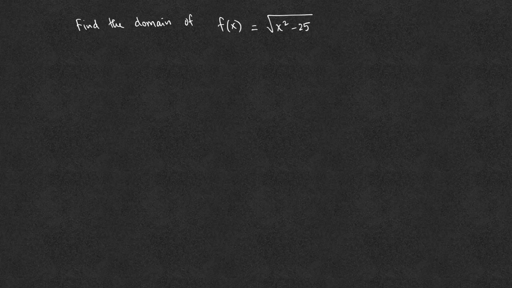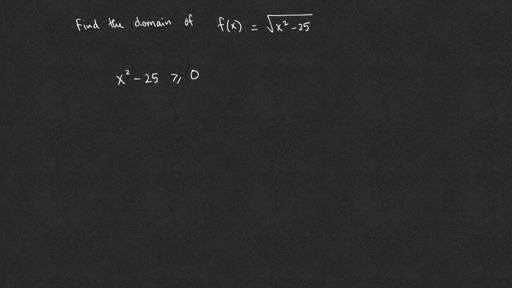Find the domain of the function f of x equals the square root of x squared minus 25. We know that the square root of a negative number does not make sense. That is, whatever goes underneath the square root needs to be either 0 or positive. In mathematical expression, this means whatever is under the square root has to be greater than or equal to 0. We can only take the square root of 0 or a positive number.